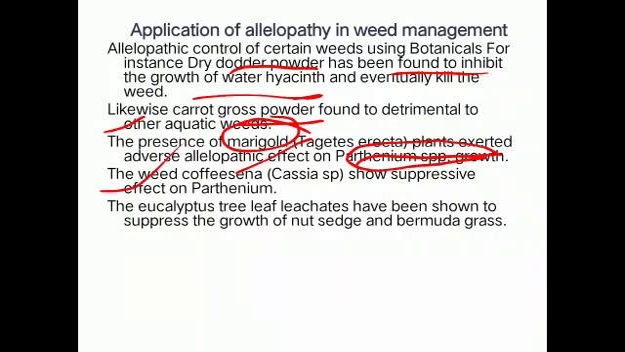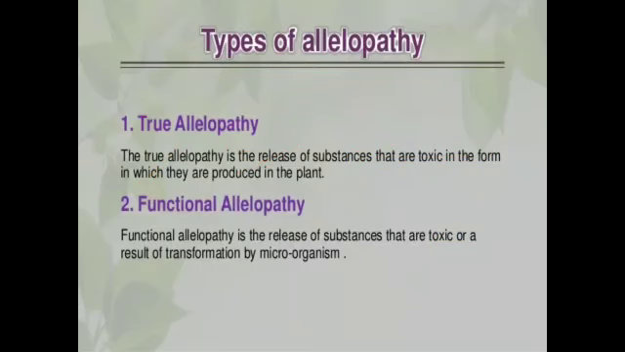Then the eucalyptus tree leaf leachates have been shown to suppress the growth of nutsedge and Bermuda grass. There are two types of allelopathy: the first is true allelopathy and the second is functional allelopathy. True allelopathy is the release of substances that are toxic in the form in which they are produced in a plant. Functional allelopathy is the release of substances that are toxic as a result of transformation by organisms.